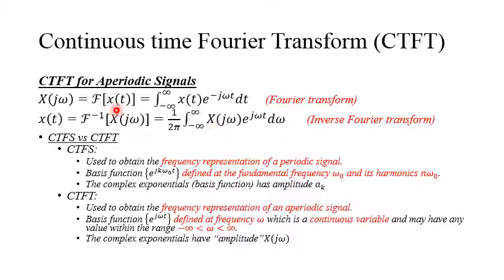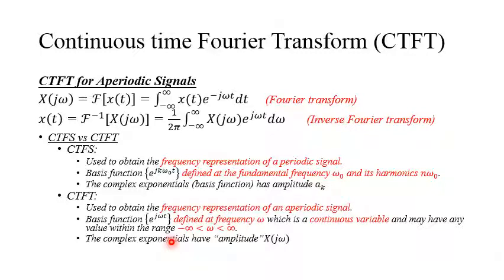So if we compare the continuous time Fourier series with the continuous time Fourier transform, the continuous time Fourier series is used to obtain the frequency representation of a periodic signal, right? And the basis function here is e power minus j omega naught t, right? And the complex exponential amplitudes we get, we represent them by ak.